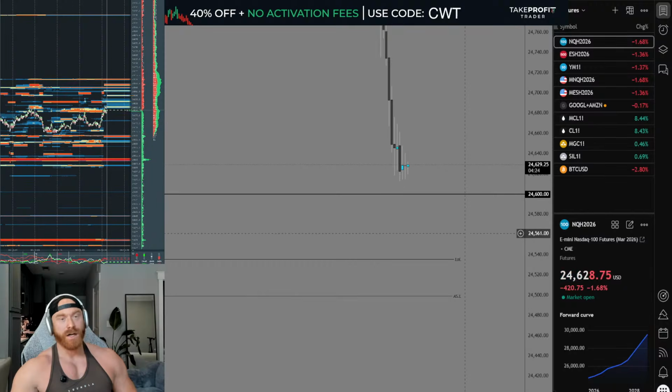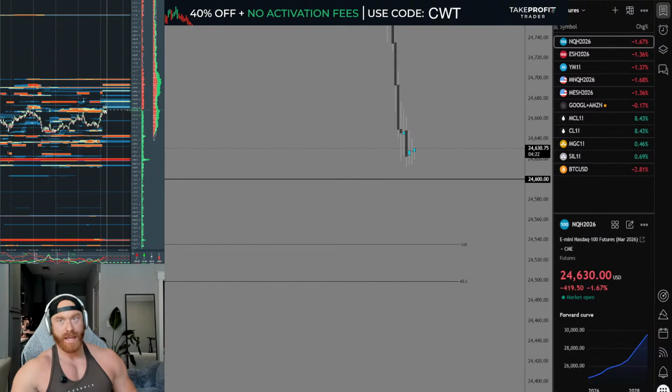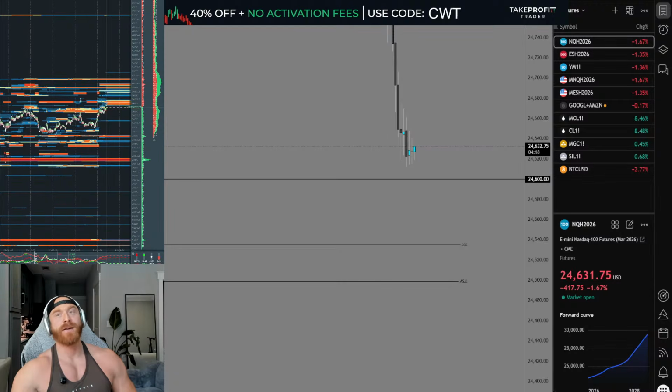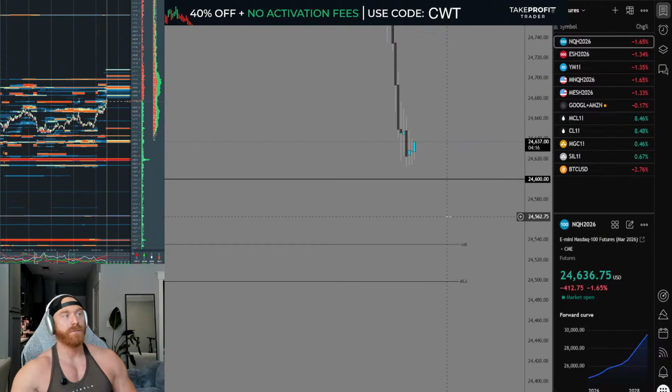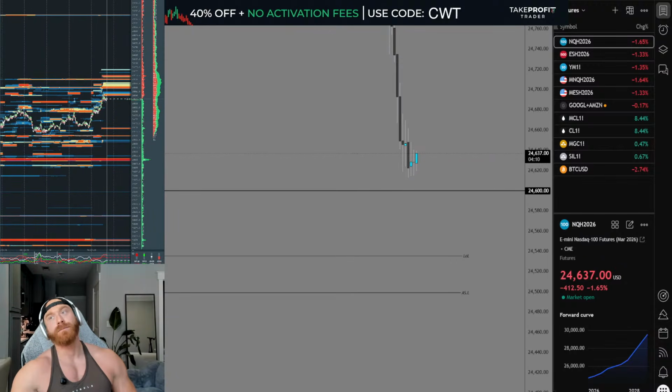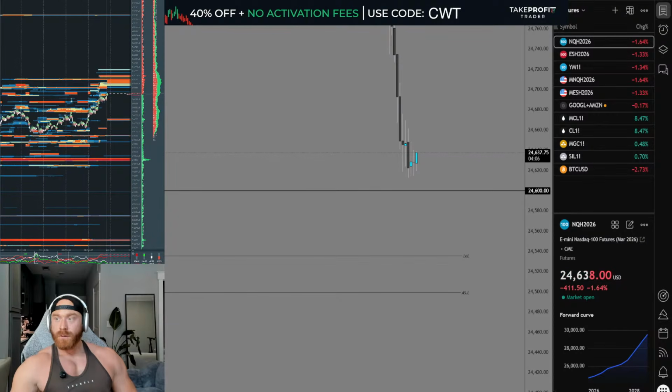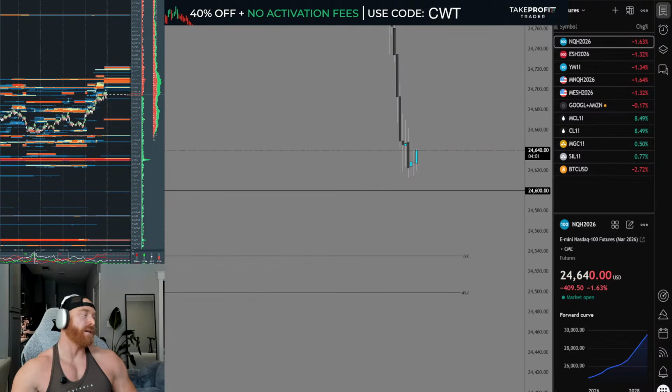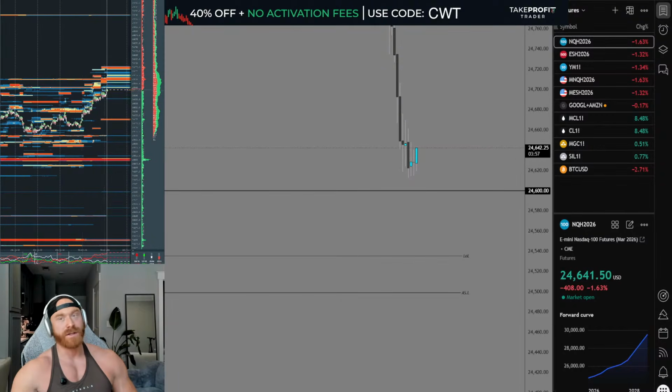Which props are you using? Lucid, Take Profit Trader, Apex, Tradeify. Those are the ones that I have accounts with right now. I also will throw in some Alpha Futures accounts soon. And yeah, that's pretty much it. Lucid is what I'm really liking right now, man. Lucid, Take Profit Trader, that's a deadly combo. Tradeify as well. Tradeify is a great firm.